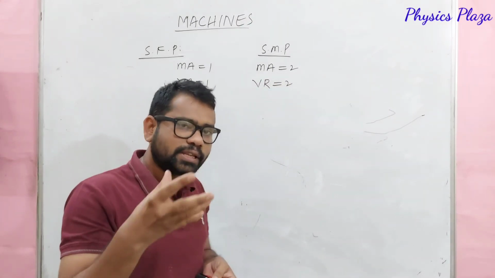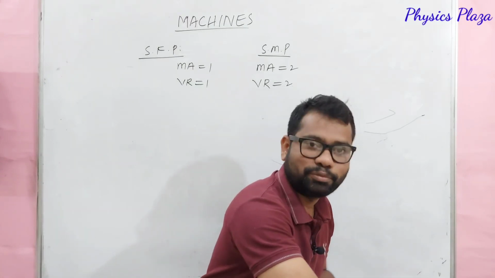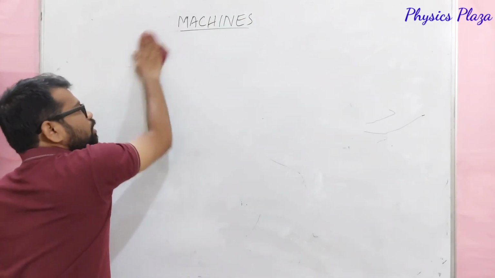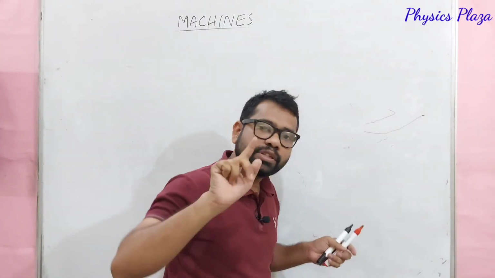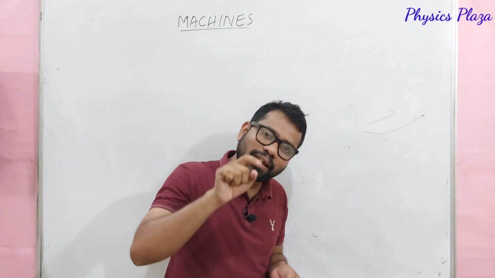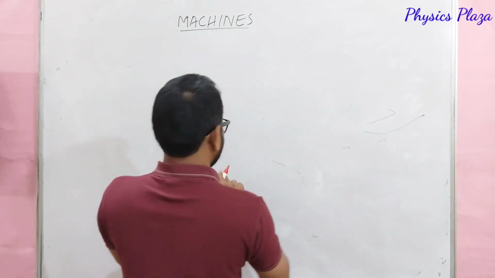Children, in order to increase the mechanical advantage, what do we do? We combine a number of pulleys. So here we have two types of combinations. In the first type of combination, children, there is one single fixed pulley and many movable pulleys. So in that combination, let us see how to calculate the mechanical advantage as well as the velocity ratio.